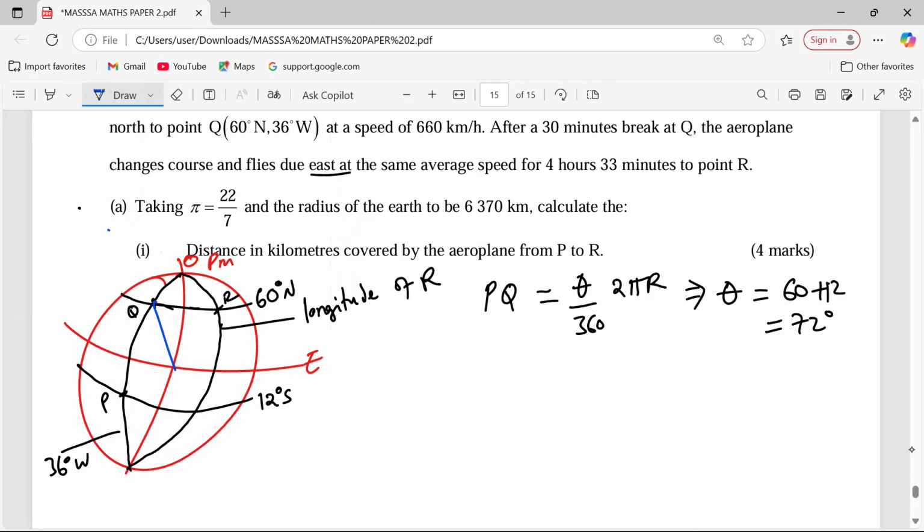We are having from P to Q a certain angle. The angle at the center here, remember we have 12 and now 60, so the total angle for the arc PQ shall be 12 and 60 on the north side. So we have a total of 72. Now we are working with 72 over 360 multiplied by 2 times pi of 22 over 7, then multiplied by the radius of the earth, 6370. With that, we get the distance as 8,008 kilometers.